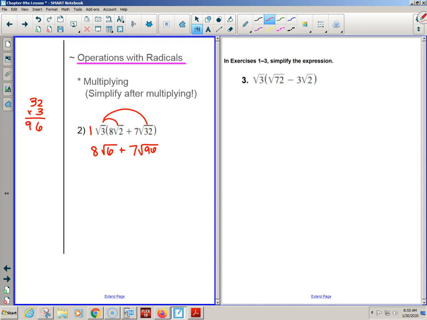Hold on, wait a minute. What was at the beginning of 9.1, which might be at the beginning of the quiz tomorrow? Simplest form. Are either of these in simplest form? Do you remember what it takes to be in simplest form? Dan, you're saying no. Which one's no? Which one? Yeah, the square root of 96 is not in simplest form.